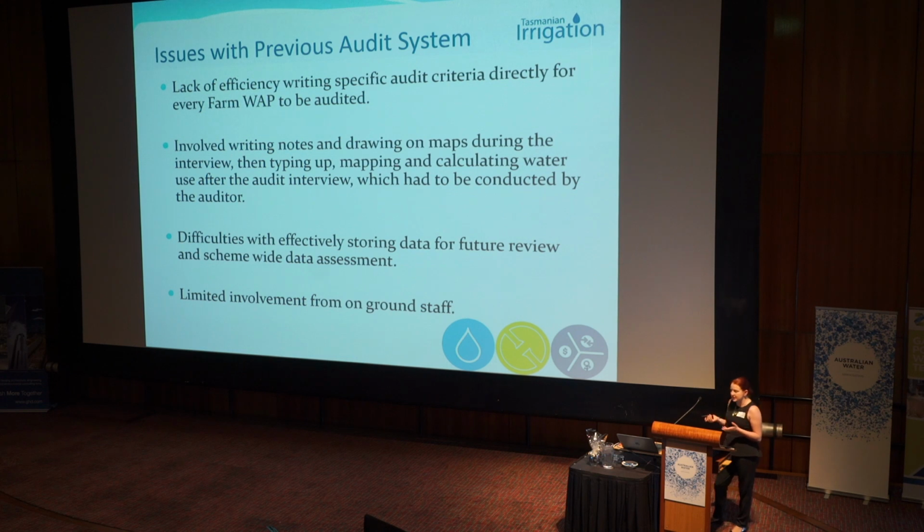We've been auditing now for 6 years in quite a traditional method. We would take the farm WAP, and we wrote our audit criteria and our audit plan from that. We'd go out there, pen and paper, write it all down, then on our maps, highlight the areas, and then once we got back to the office, we had to type all that up, go through the whole mapping process using ArcMap, as well as running all our water calculations and sometimes having to tee back and forth again with our irrigators.